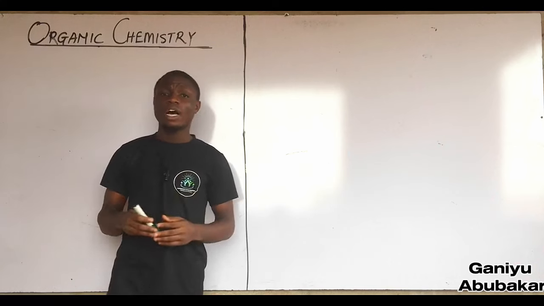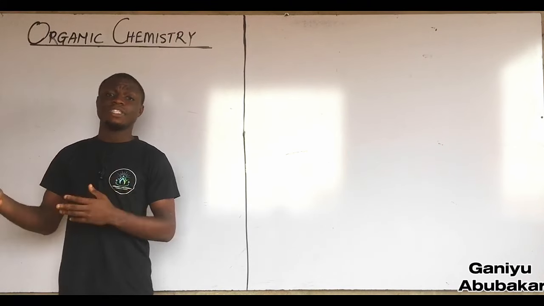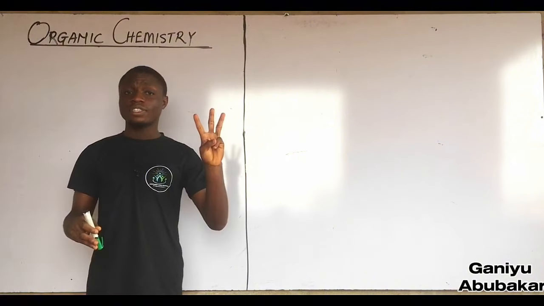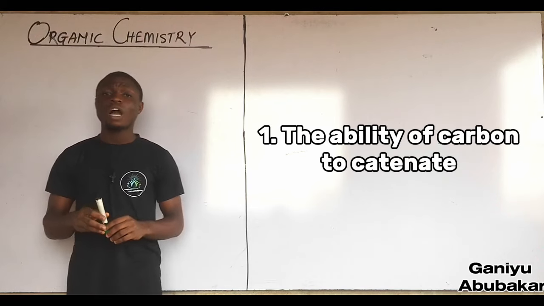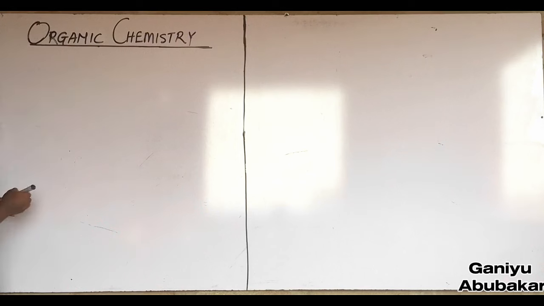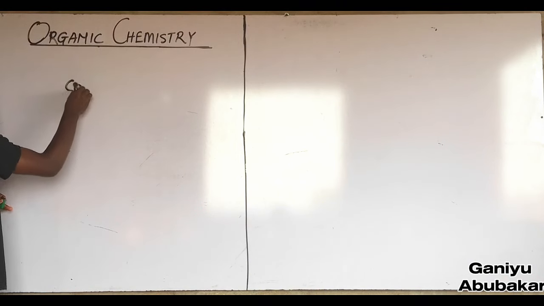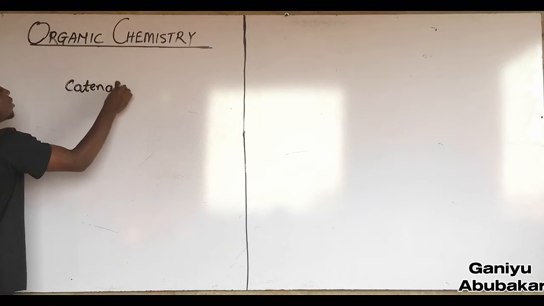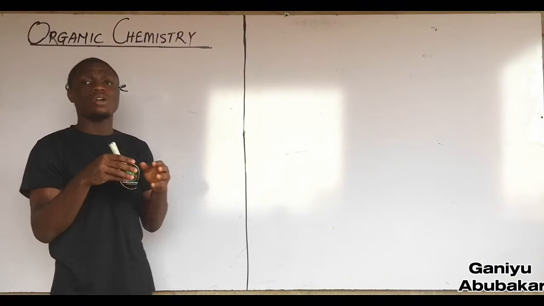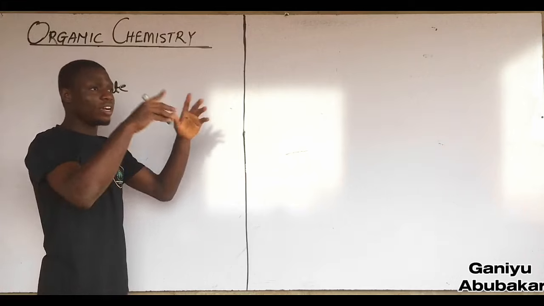Why do we consider carbon as the major element in the study of organic chemistry? What are some of the special properties that make carbon a unique element? Three reasons. Number one, the ability of carbon to catenate. By the ability of carbon to catenate, we mean carbon combining with one another to form straight chain, branch chain, and grain-like structure.